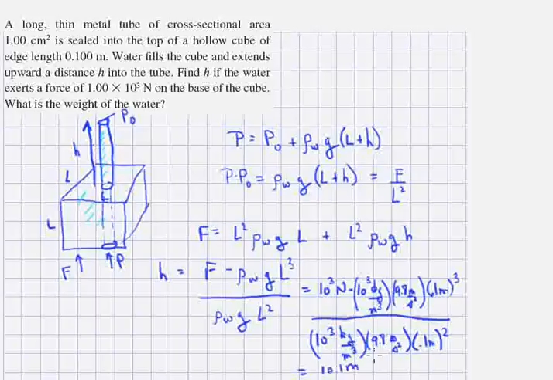10.1 meters. So this dimension here, from here to the point at which the water fills the tube, is 10.1 meters. The last part of the question, what is the weight of the water, is very simple. Just take the density of water times the volume of the cube plus the volume of the tube, and that will be the weight of the water. Note that the weight of the water is not 1,000 newtons, it's way less than that.